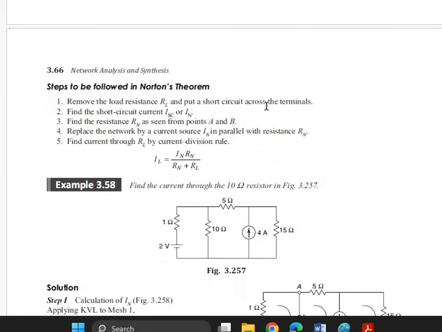So what are all the steps to be followed in Norton's theorem? The first step is to remove the load resistance RL and put a short circuit across the terminals. Find the short circuit current ISC or IN. Find the resistance RN as seen from points A and B. Replace the network by current source IN in parallel with resistance RN. Find current through RL by current division rule, that is IL is equal to IN into RN divided by RN plus RL. Thank you.